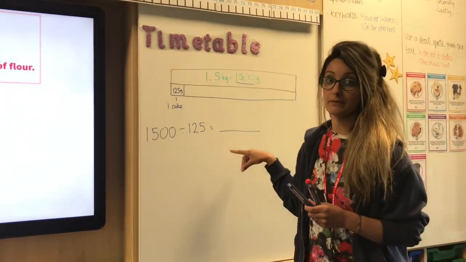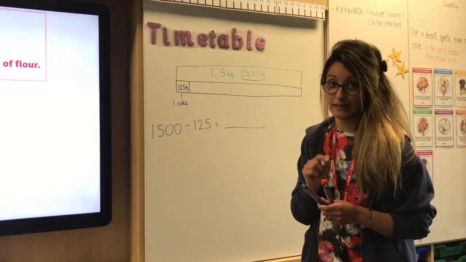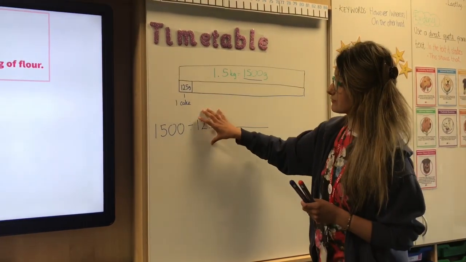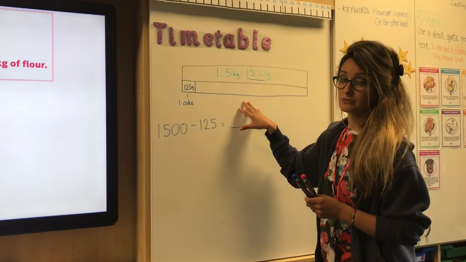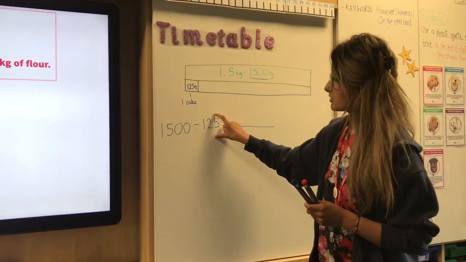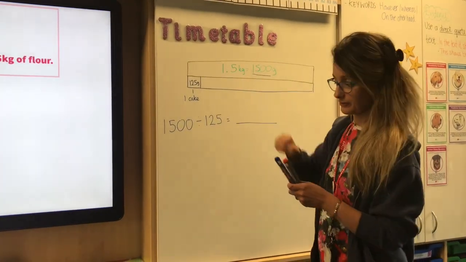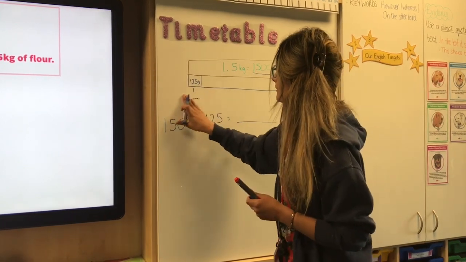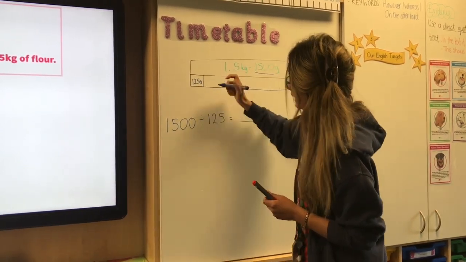So if you can do that method, do that method. But it's important that you get the accurate answer. For those of you that find this difficult here, this is where the bar model is really, really useful, because I'm seeing how many 125s go into 1,500. Now I know here if I just take that out, that's one cake.